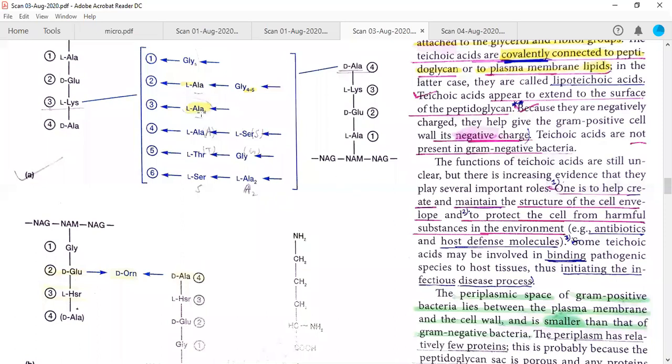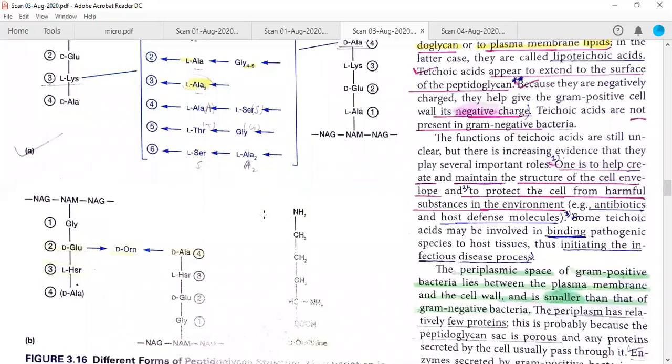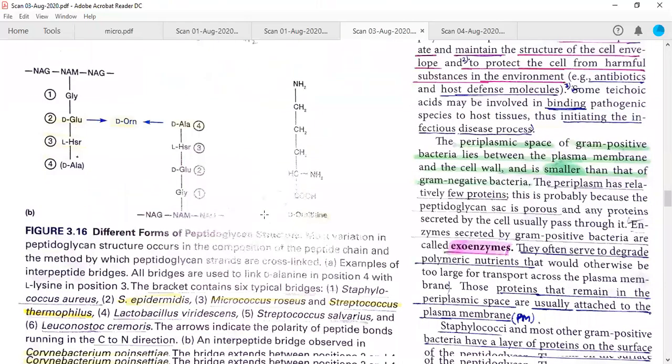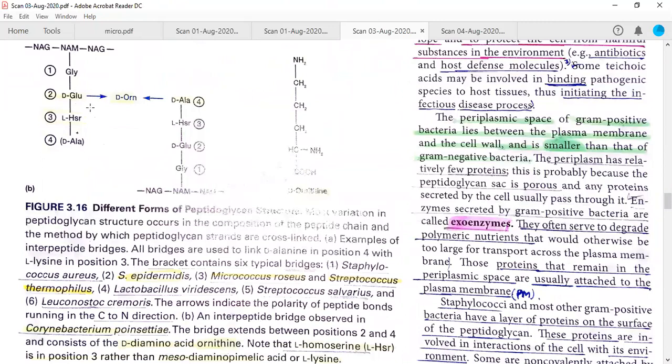In some cases, there is L-alanine repeated 3 times, and this tripeptide is used to bridge these two chains. In some cases, L-alanine, serine, threonine, and glycine, serine, alanine can be used to link the two peptidoglycan chains to make it rigid. And in some cases, as shown here, lysine can be replaced by ornithine. This is one of the amino acids which is also present in the urea cycle. So the examples are given here also.